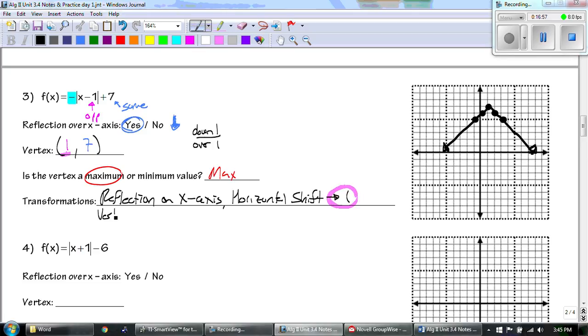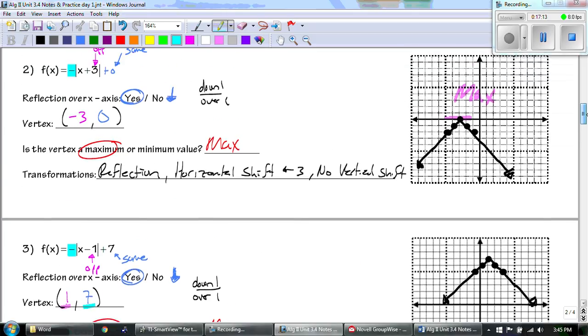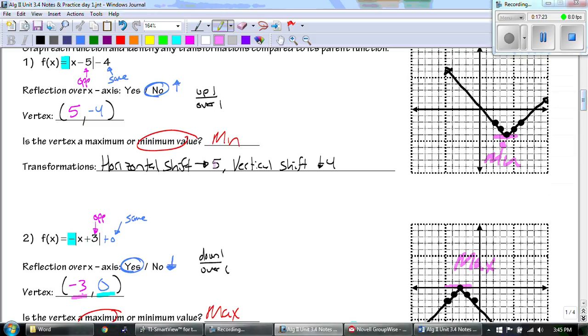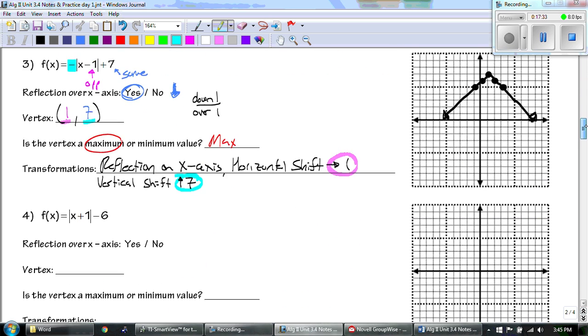And then there was a vertical shift. I went up 7. And the reason I went up 7 was because of that number. And if you look, 0, there was no vertical shift. -3, I went left 3. I went right 5 because I had a +5. -4, we went down 4. Okay? That's why we're doing all of that stuff.